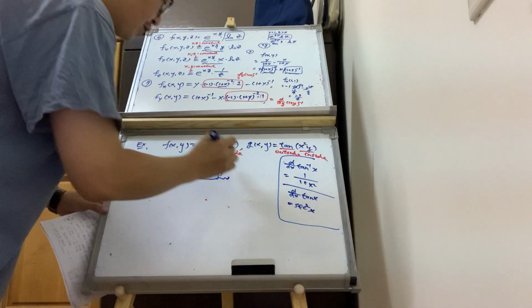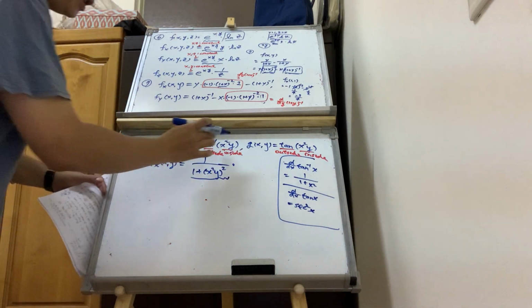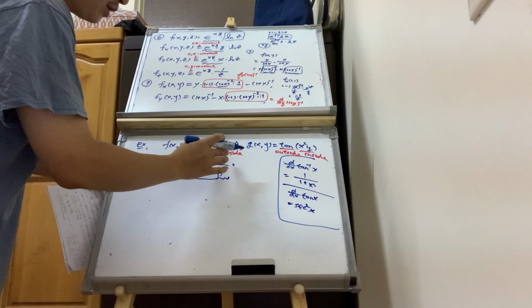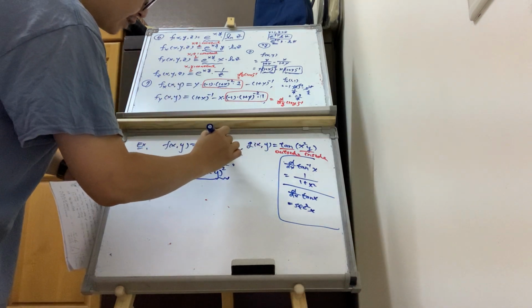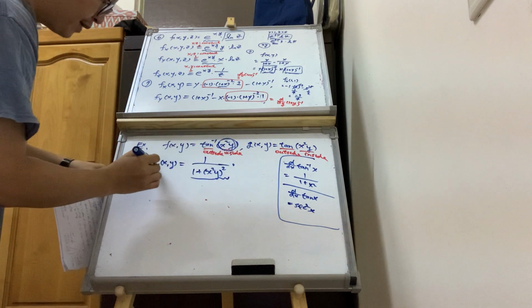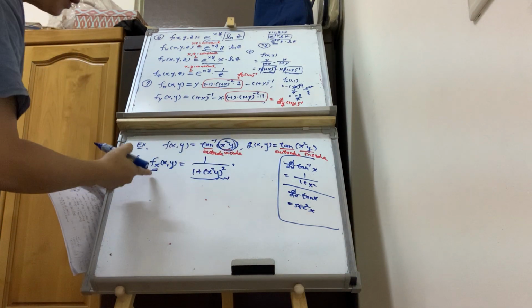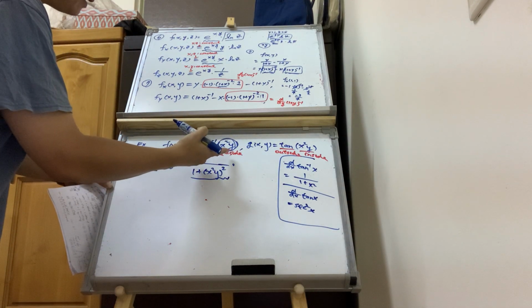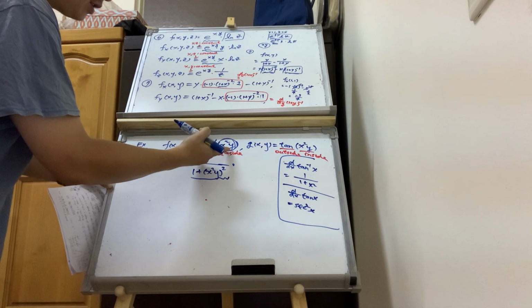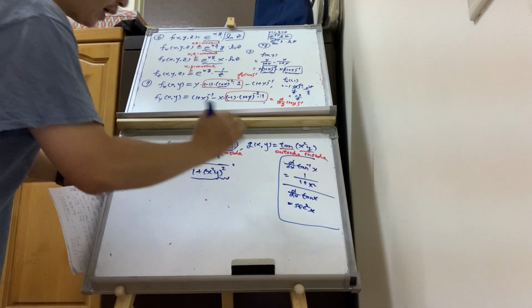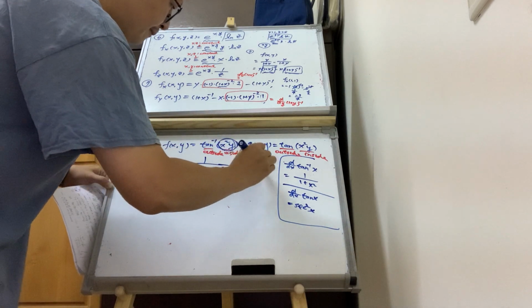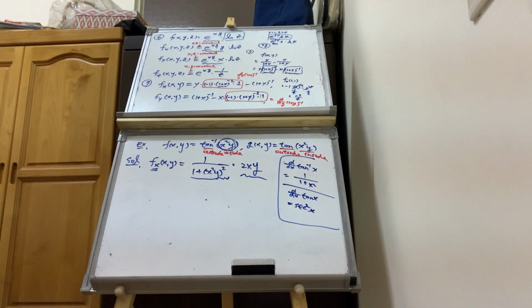Multiplied by the inside function's derivative. Now the inside is x squared times y, but now our variable is x, so y is a constant in this case. Y is a constant, so we just keep it, and x squared's derivative is 2x, so it's 2xy.